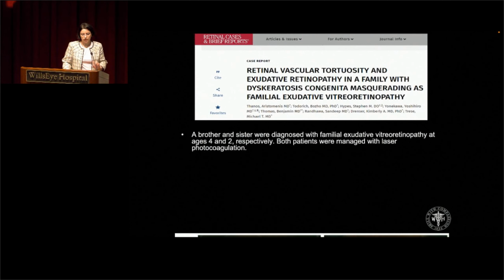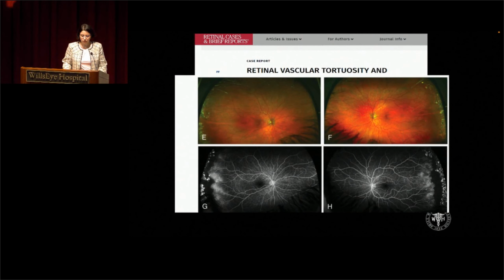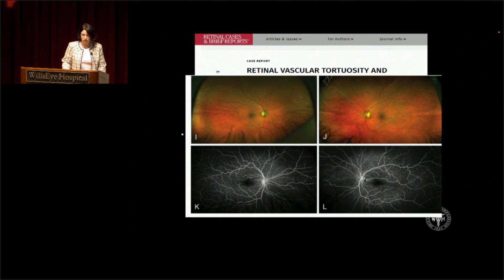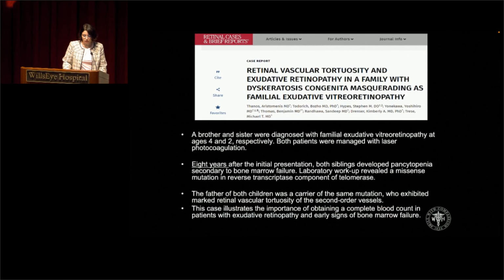And then these are the images for the sister. You can see it's milder, and there's just non-perfusion in the periphery, both eyes. Again, you know, not much dragging. Yes, exactly. And the interesting thing is that these are the pictures from the father, and there's only vascular tortuosity, and there's no other finding. So 8 years after the initial diagnosis, both siblings developed pancytopenia, and there was a missense mutation in reverse transcriptase.